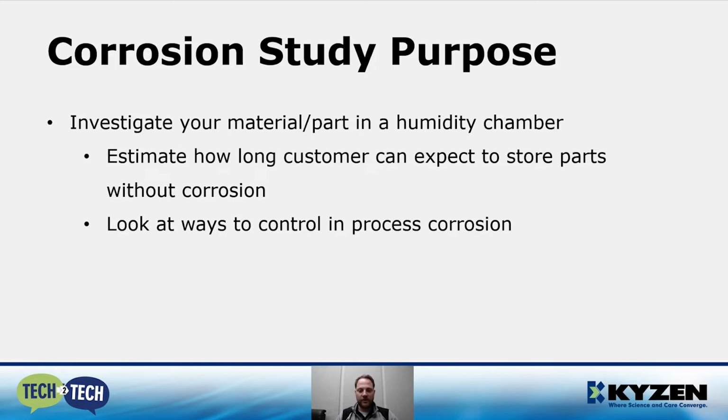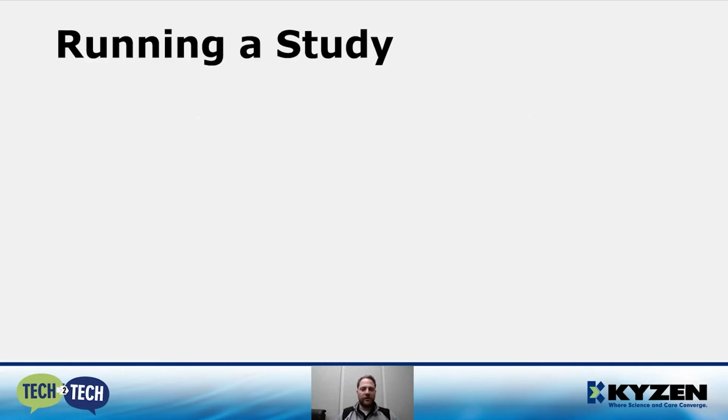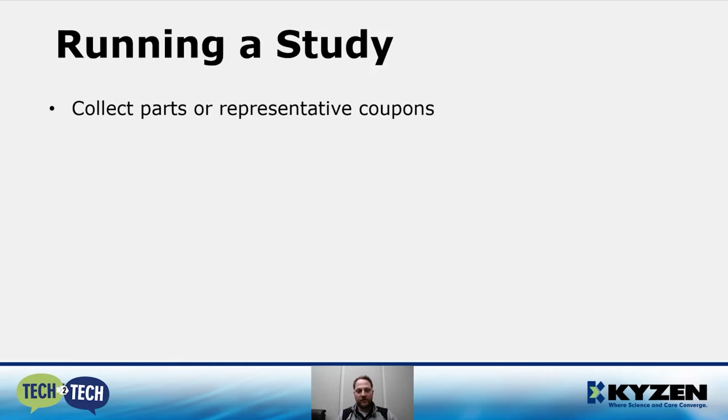If we have flash rusting or something like this, from one assembly or from one process in the assembly to the next. So running a study, there's a couple of different things that we need to do. The first thing is we need to collect parts or representative coupons of what your parts are made of. Typically, we would get this from you.